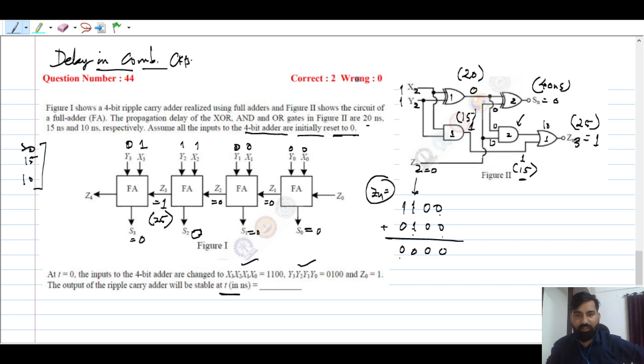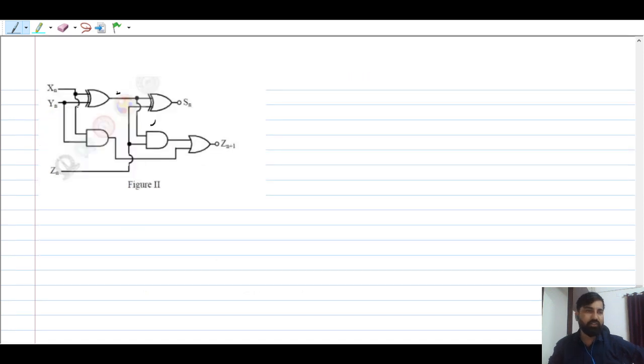And when we are going to get this 0, that is also very important. So let us apply the input here. This is X3 and this is Z3. So Z3 is 1 after 25 nanoseconds. Please remember this, okay? I'm talking about the last full adder. So this is 1, this is 0. Now for 1 and 0, the output is going to be 1 after 20 nanoseconds.